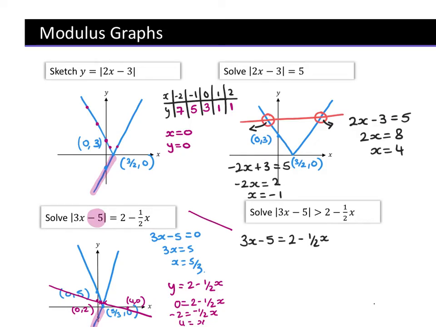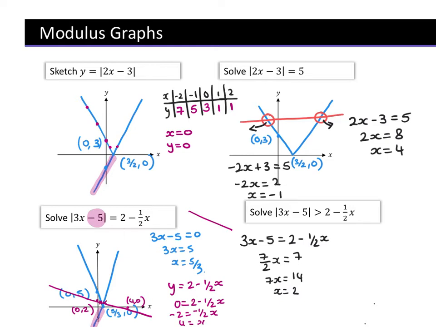So this is going to be the positive side of the graph. This is going to give us this point here on the right-hand side. Okay? So if I solve this, I'm going to get 7 over 2 x equals 7. 7x equals 14. x equals 2. So x equals 2 is my first one.